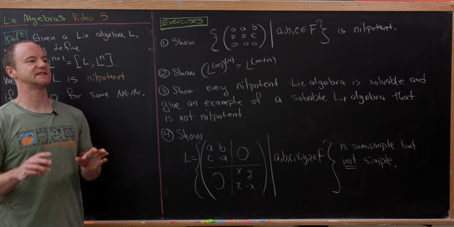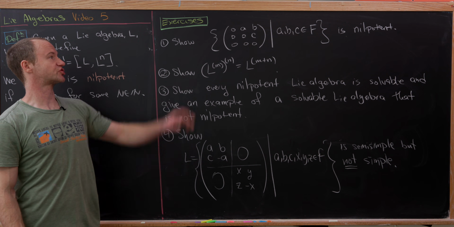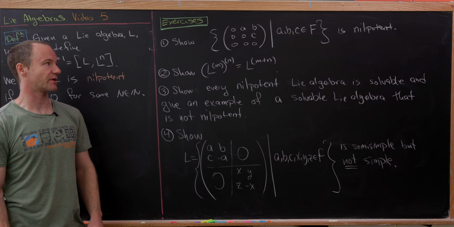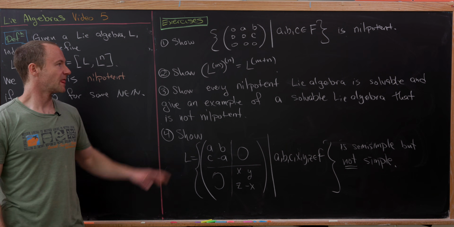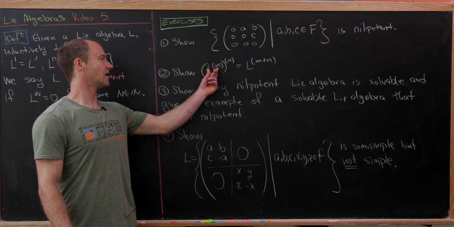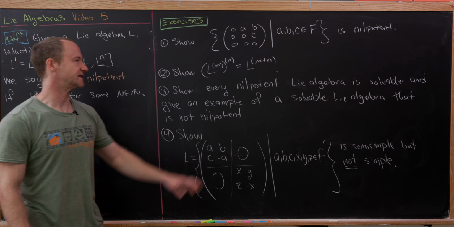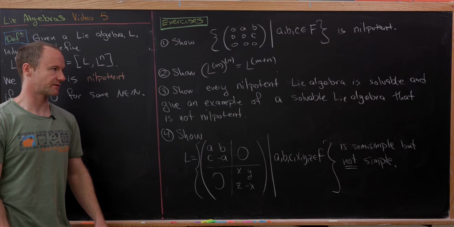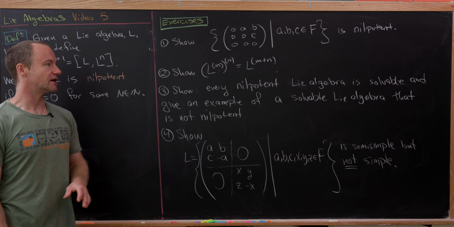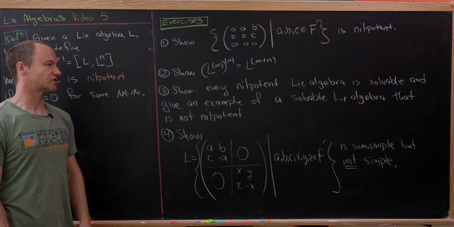Here are some exercises based on what we just saw. So the first is to show that all strictly upper triangular 3x3 matrices form a nilpotent Lie algebra. Next is to show that L upper M, all upper N, where those are in parentheses, is equal to L upper M plus N. So we use that in a proof. Next up, show that every nilpotent Lie algebra is solvable, and then give an example of a solvable Lie algebra that is not nilpotent.